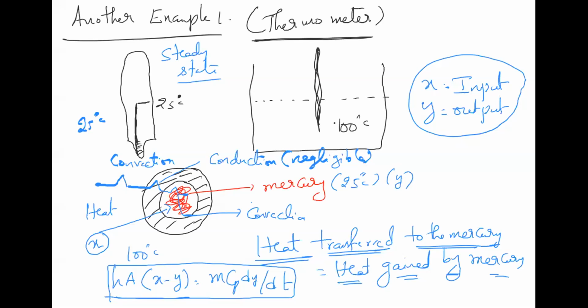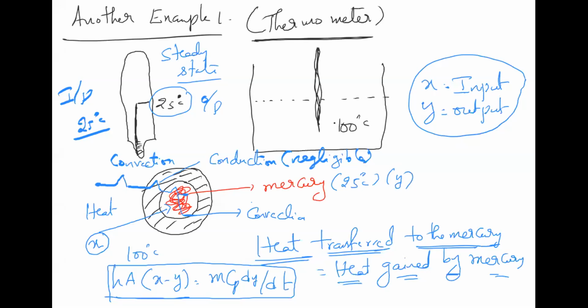Suddenly you keep it in the temperature bath of 100 degrees. That means the disturbance to the thermometer is that its input is 25 and its output is also 25. Suddenly you are changing the input from 25 to 100. Then the output, the thermometer slowly, heat will transfer. How does a thermometer detect the temperature? Heat will transfer from the ambience to the mercury and the mercury will expand. That expansion is calibrated in terms of temperature. That is the function of the thermometer.